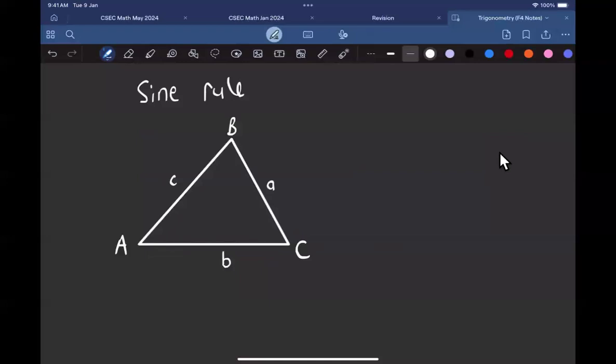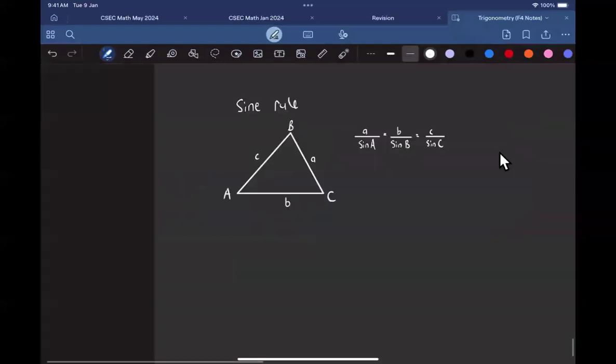A over sine A, B over sine B. Right, a over sine A is equal to b over sine B, is equal to c over sine C.